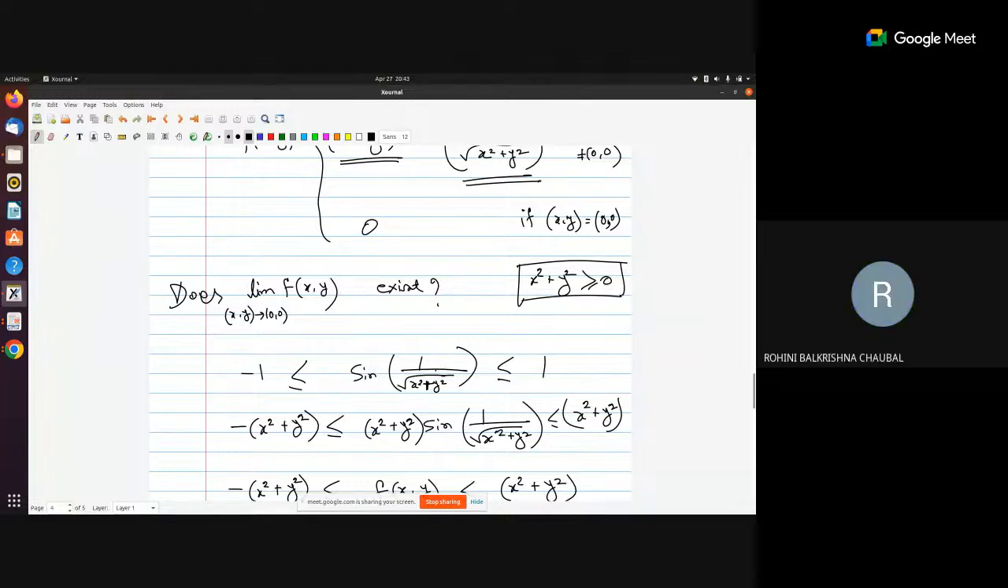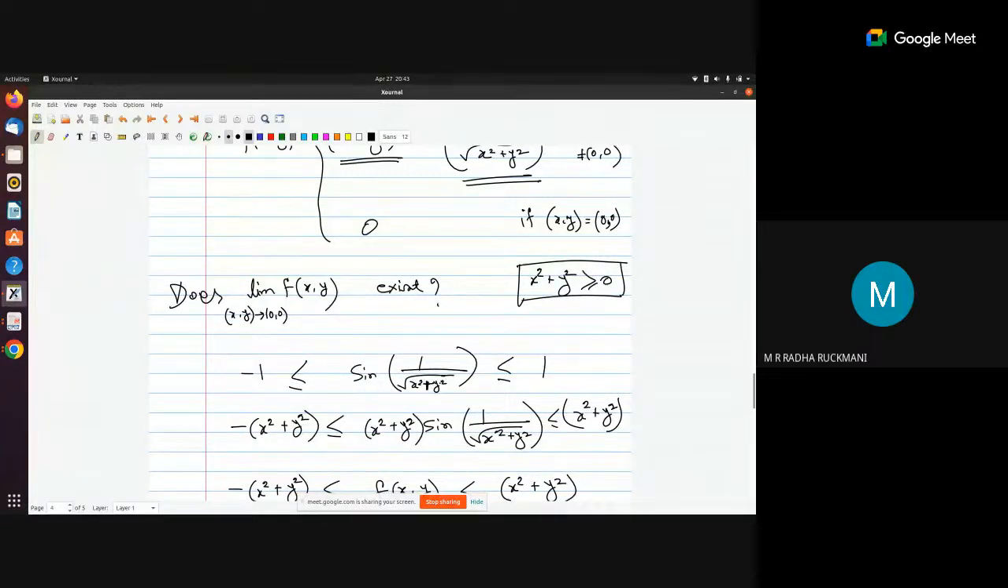Okay, so that doesn't matter. Yeah, because whatever large number you get inside sine, when we apply sine on that, it should come in between minus 1 and 1. That is what the sine function is doing here.